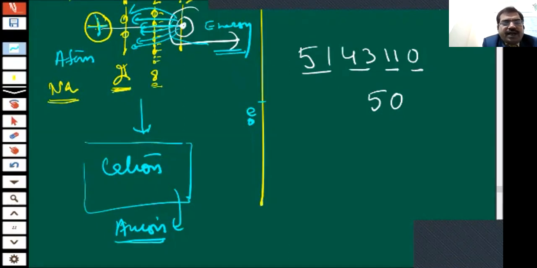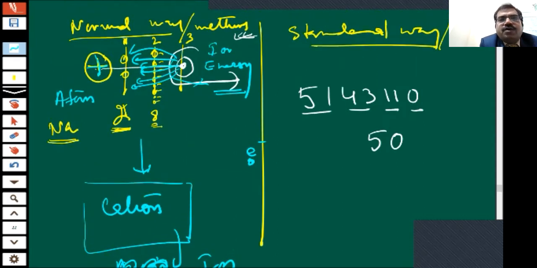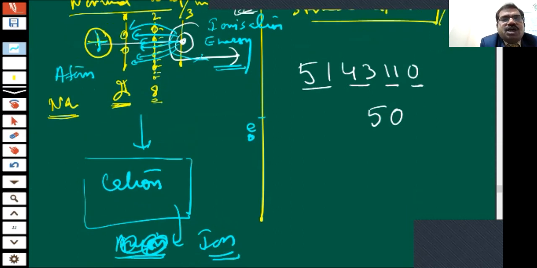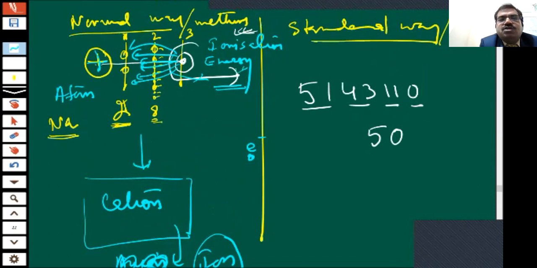Sorry, not every cation, anion, ion. So it becomes ion. After removing an electron, that particular atom becomes an ion after losing this electron. And that's why this energy is known as ionization energy. Means after giving this energy, the electron is removed and the atom is converted into an ion.